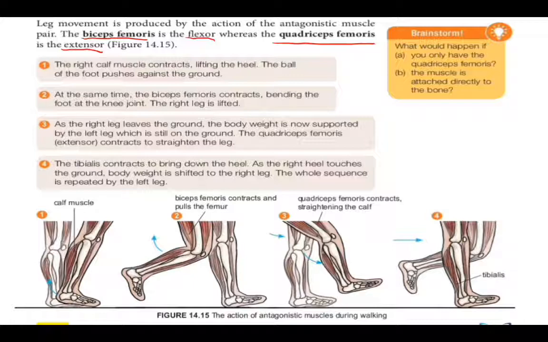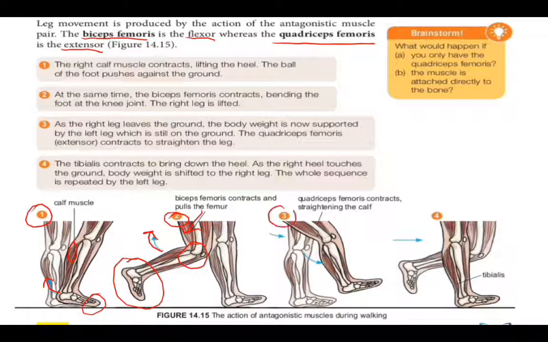Okay, so these are the actions of antagonistic muscles during walking. The first one here, the right calf muscle contracts. This is the calf muscle. The calf muscle contracts, lifting the heel. The ball of the foot pushes against the ground. And then number 2, at the same time the biceps femoris contracts, bending the leg at the knee joint, so the right leg is lifted.